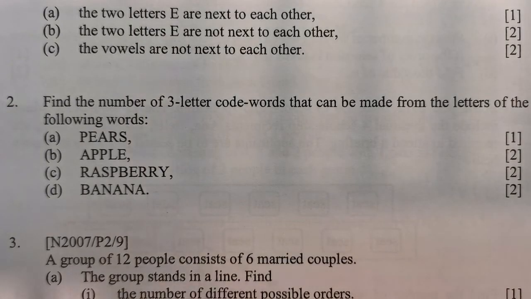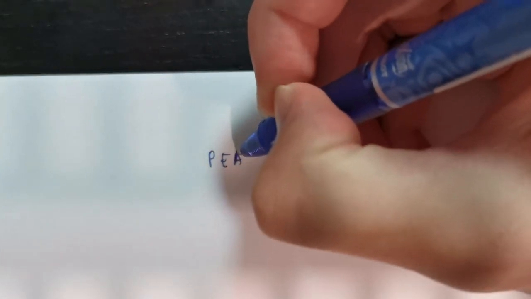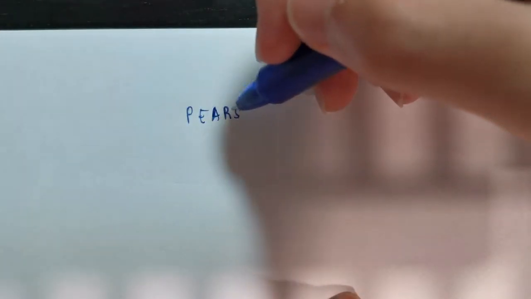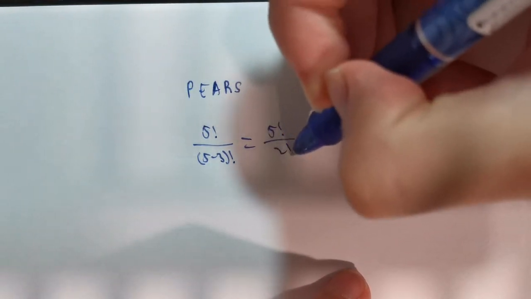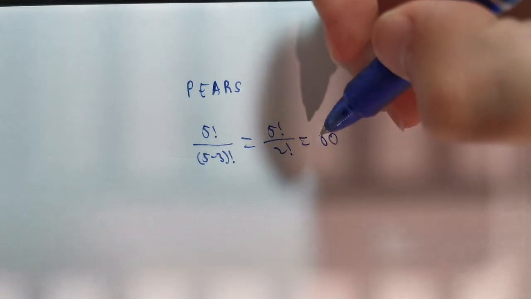Now let's do question number 2. Find the number of 3-letter code words that can be made from the letters of the following words. These are the words. Question A is quite easy. The word is pairs. Then you find that all 5 letters are distinct, so you can just apply the formula 5 over 5 minus 3 factorial, which gives you 5 factorial over 2 factorial, which is 60.